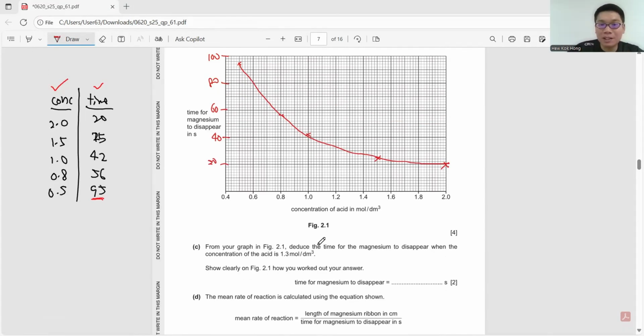Then from your graph, deduce the time for the magnesium to disappear when the concentration of acid is 1.3. So from here, we check that 1.3 mole per dm cube is here. You need to clearly label this line on your graph to gain the marks. As long as your answer is based on your graph, they will accept this answer. So from my graph it is 29.